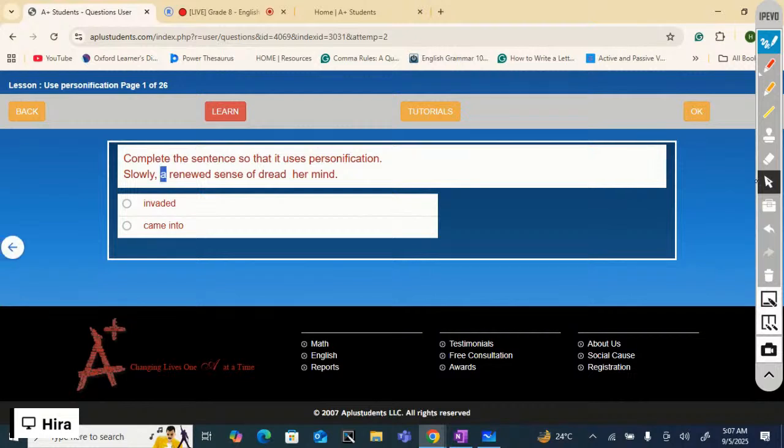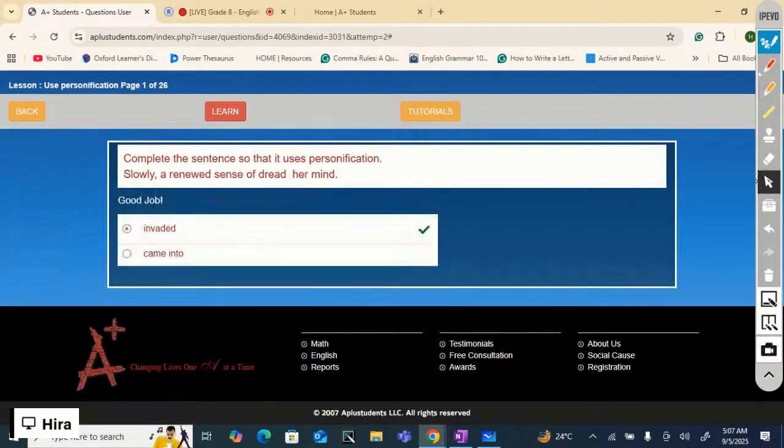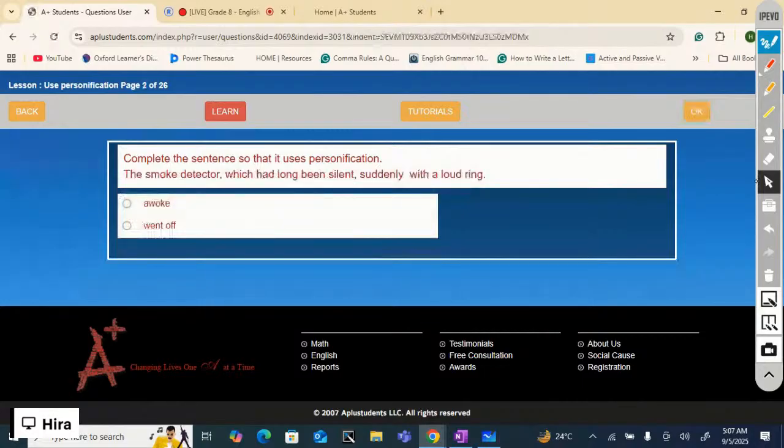If you look at the renewed sense of dread, a sense of dread is something that is non-human. So if it invades someone's mind, invading means to enter a territory without permission. So a renewed sense of dread invading is a human characteristic. People invade a place, not a sense of dread. So it's a personification in which a human characteristic is given to a non-human thing.